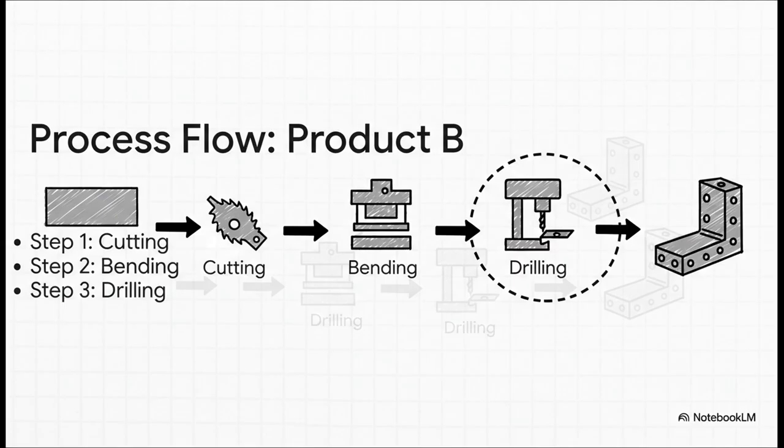It gets cut, sure, but then it needs to be bent before any holes are drilled. In a job shop, that's no big deal. The product is just sent to the right machines in whatever order is needed. This ability to change the sequence on the fly, that's its superpower.